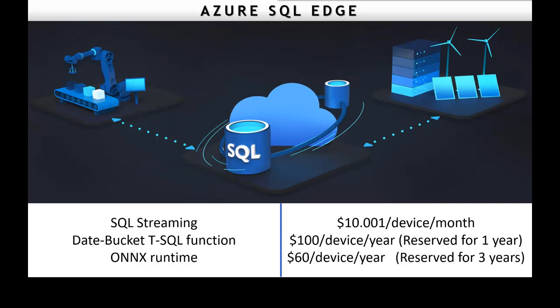Pricing-wise, as you can see, you can go pay as you go. That's, let's say, $10 per device per month. If you want to do it reserved, then you have the option for $100 or $60 per device per year. When you look at those numbers, they are pretty cheap if you compare them to regular or enterprise licensing. But don't forget, this is a price per device. So if you have 1 million IoT devices, that's going to be a pretty high number.